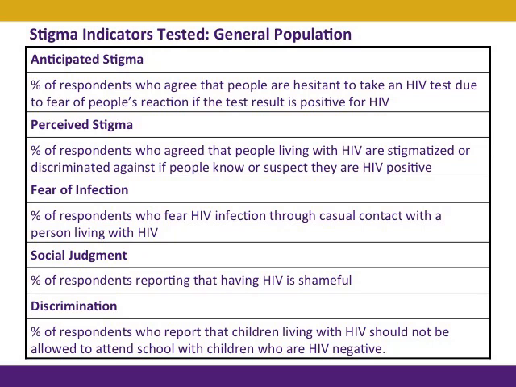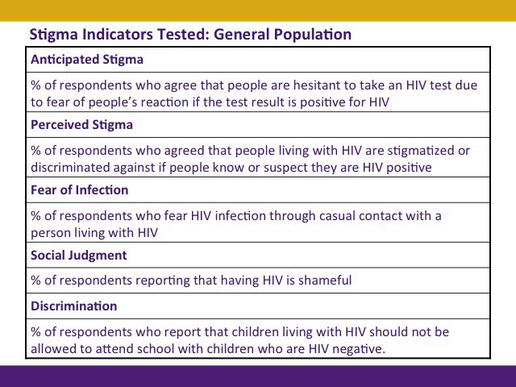In the area of perceived stigma, the percent of respondents who agreed that people living with HIV are stigmatized or discriminated against. So we actually asked a series of questions about whether people living with HIV lose respect or standing in the community, and agreement was quite high with those as well. We asked a few questions around fear of infection, and tested a few in the social judgment domain, so the percent of respondents reporting that HIV is shameful. And then we tried a new discrimination question asking about whether children living with HIV should be able to attend schools, because this is becoming a huge issue in a number of countries.